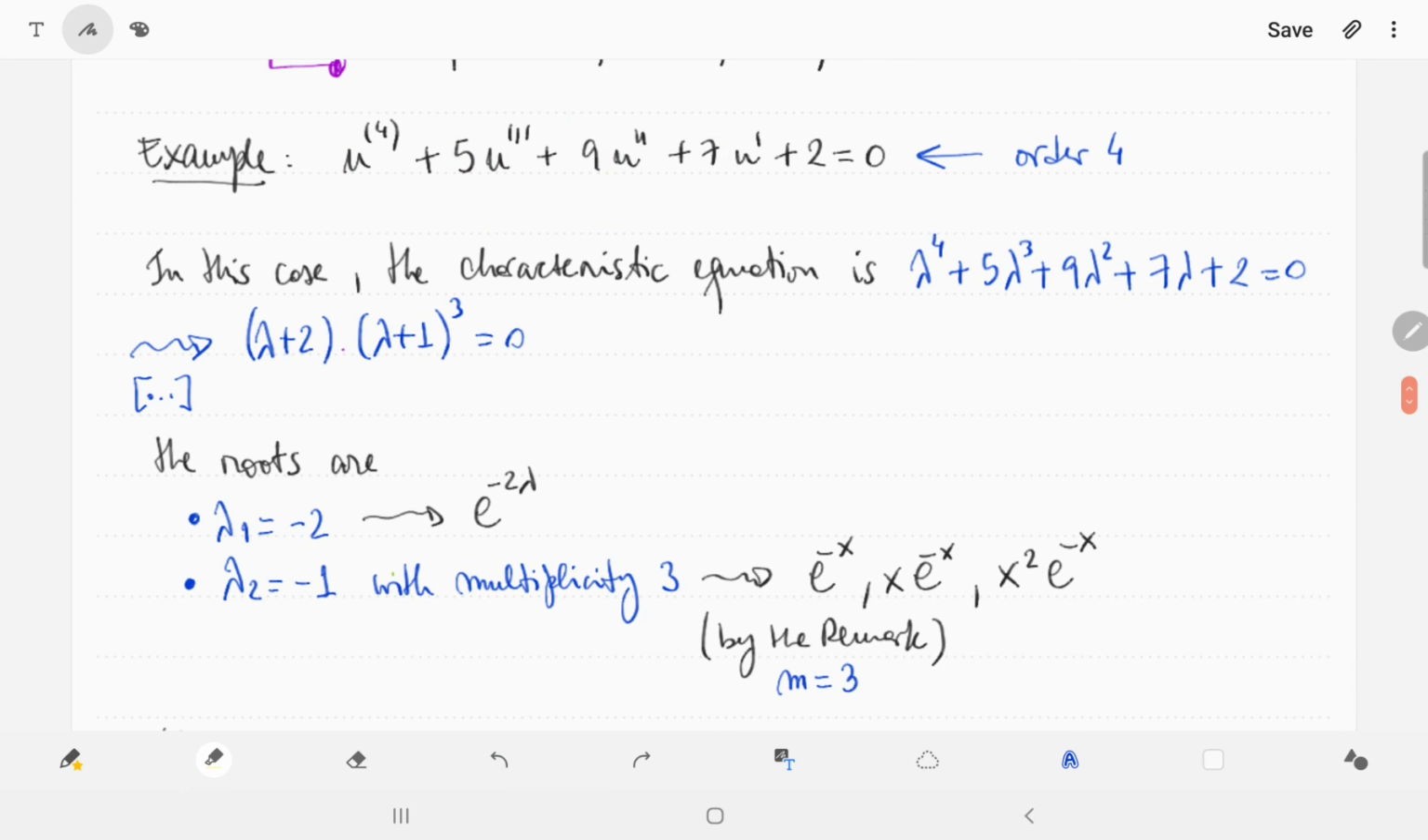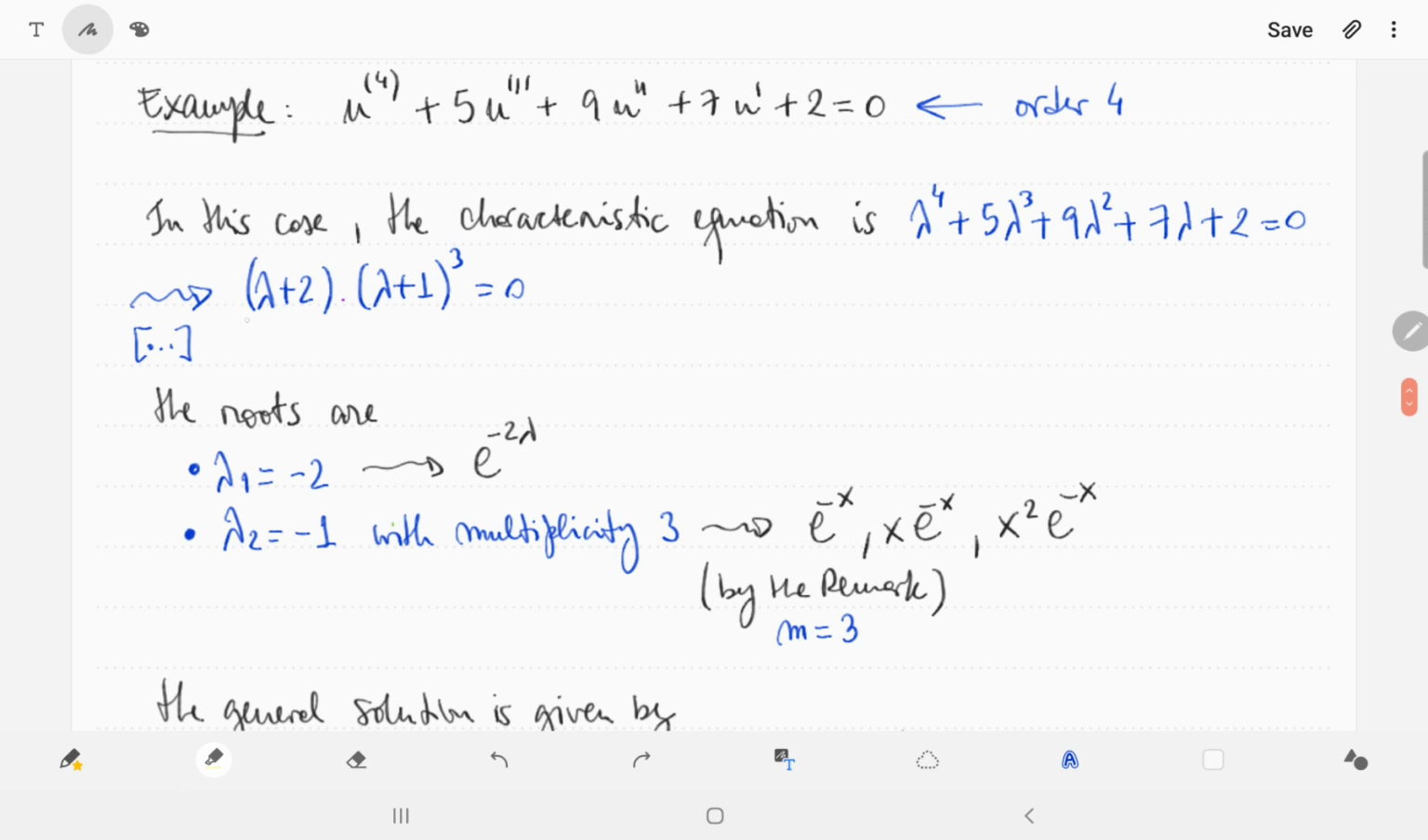In this case, we compute the characteristic equation. Remember, plugging in this candidate exponential e^(lambda x) as a solution, we find this equation. And after some computations, we know that this is the factorization of the equation. So here we have lambda equal to minus 2 and lambda equal to minus 1 as roots, but this minus 1 has multiplicity 3.